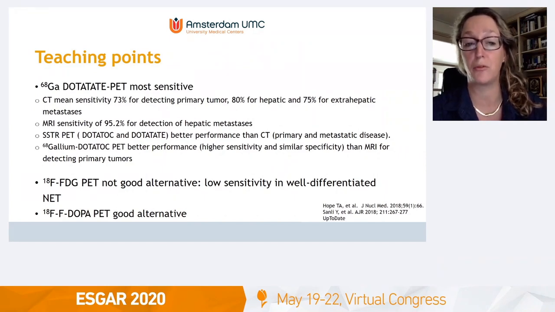I gave you the choice to perform an FDG PET, but this is not a good alternative because it has a low sensitivity if the neuroendocrine tumor is a well-differentiated one. It's because the glucose metabolism in well-differentiated neuroendocrine tumors is not that high, so you wouldn't have that much uptake. However, fluorodopa PET will be a good alternative. It is less accurate than the gallium PET, but it is more widely available as a tracer.